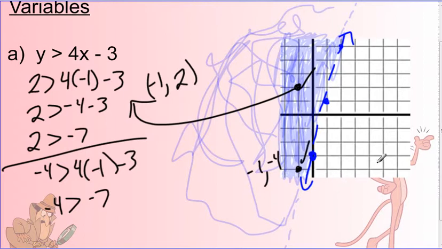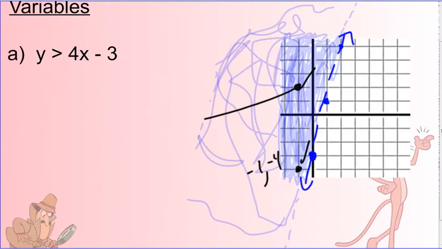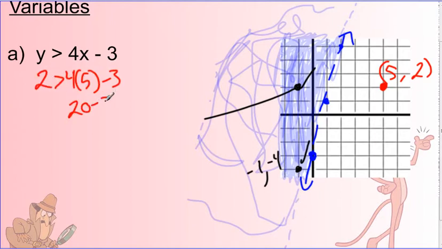I could pick a point on the other side of the line, and it should not work. So if I picked, say, this point here, this is the point 5, 2. If I plug in 4 times 5 minus 3, it should be greater than 2. Well, 4 times 5 is 20. 20 minus 3 is 17. Is 2 bigger than 17? No. That point did not work because this is not true.